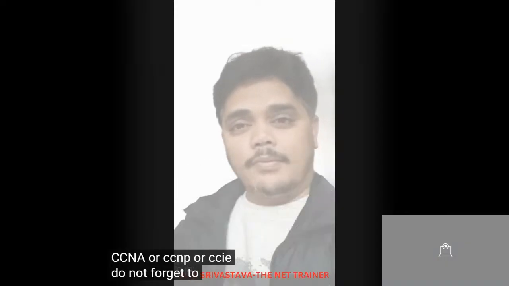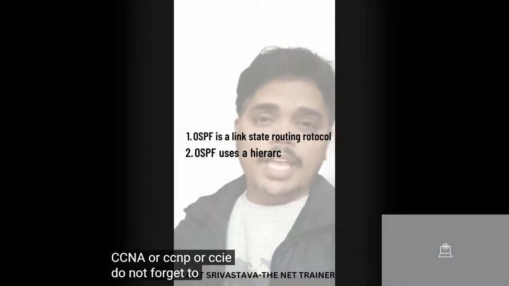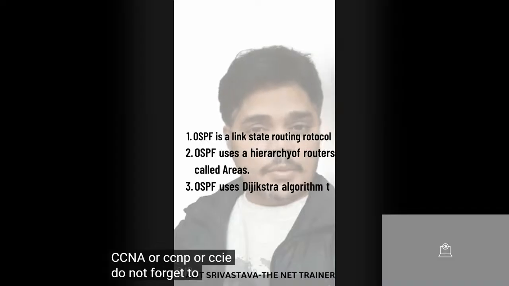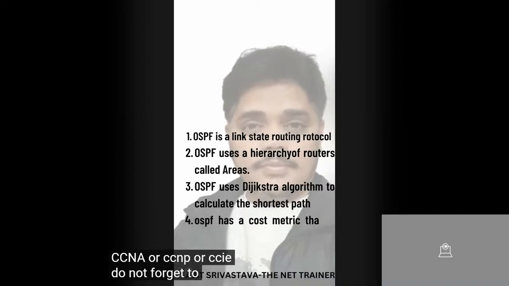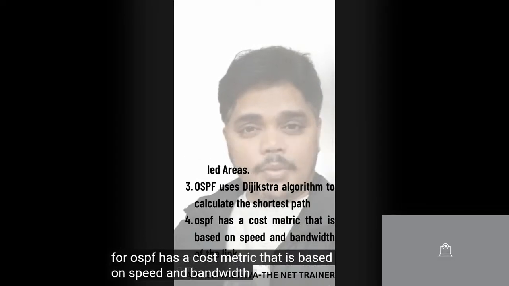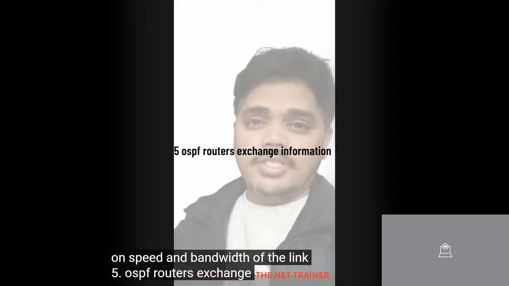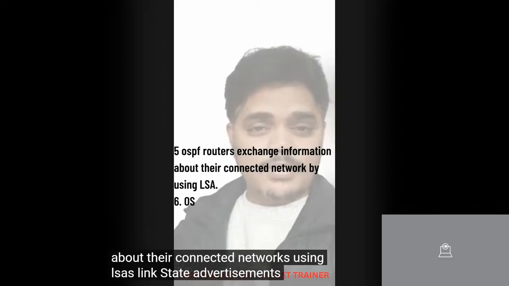Let's start. 1. OSPF is a link state routing protocol. 2. OSPF uses a hierarchy of routers called areas. 3. OSPF uses the Dijkstra algorithm to calculate the shortest path. 4. OSPF has a cost metric that is based on the speed and bandwidth of the link. 5. OSPF routers exchange information about their connected networks using LSAs, link state advertisements.